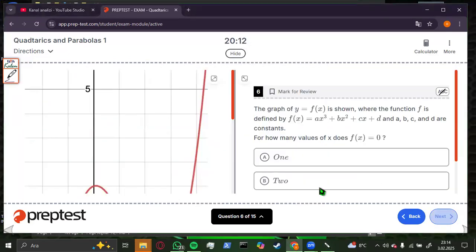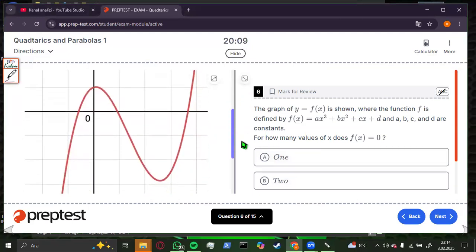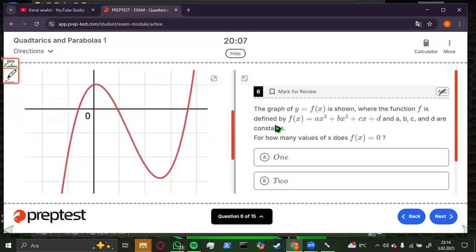Okay, right now, let's check another question. The graph is shown where the function f is defined by this equation.